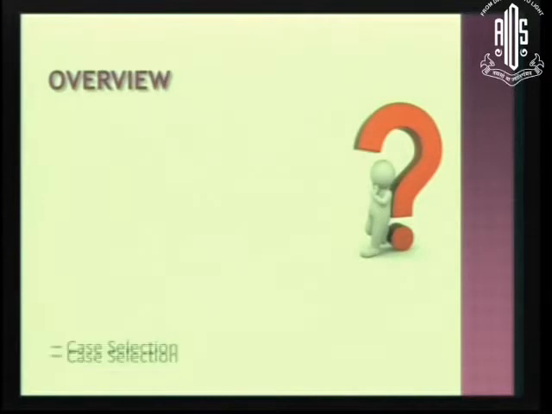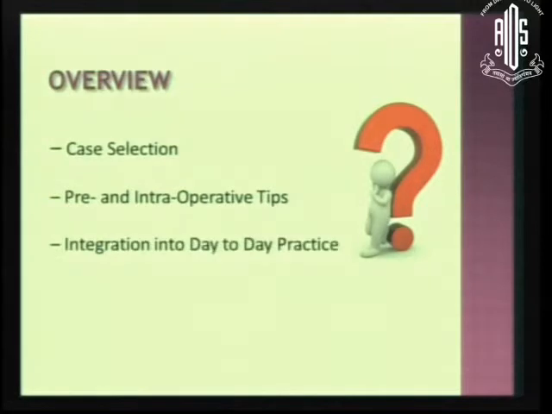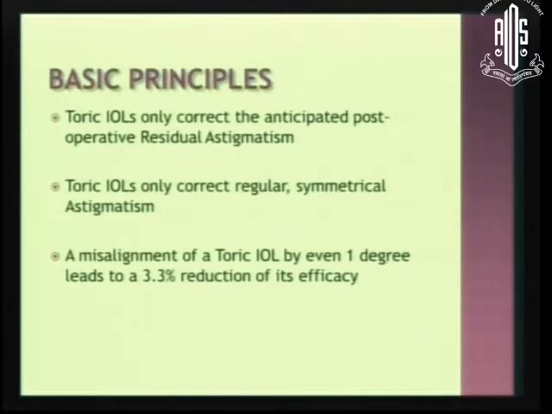And yet, when some of my colleagues have taken up these toric IOLs, there have been some problems that have emerged in their mind. The main thing is proper case selection, some little tips as far as the pre- and intraoperative surgical skills are concerned, and how you integrate this in your common day-to-day practice. Now remember one thing, the basic principle of any toric intraocular lens is that it only corrects the residual post-operative astigmatism. Toric IOLs also only correct regular symmetrical astigmatism.